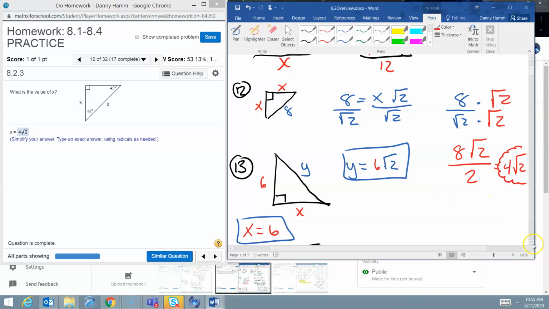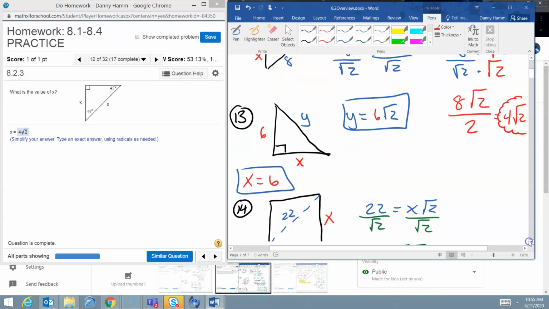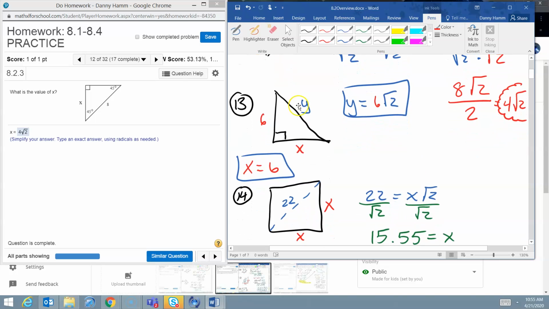Moving on to 13. More of the same here. We are given a side length of 6, which means all side lengths are 6. And then my hypotenuse is simply that same side length times root 2. Done. It's over. Moving on, people.